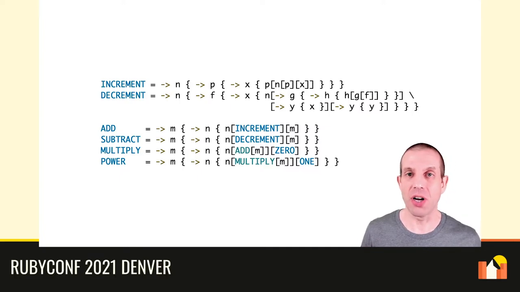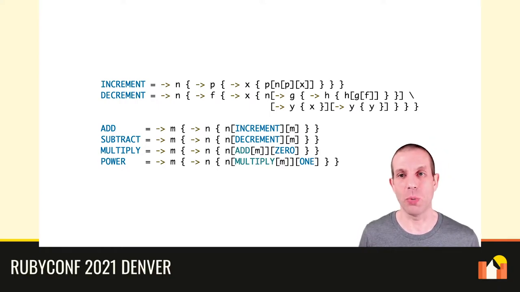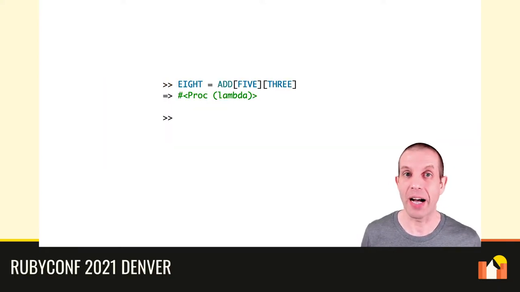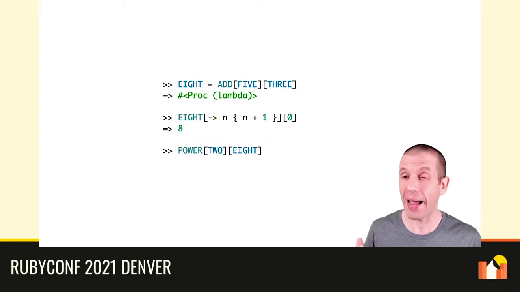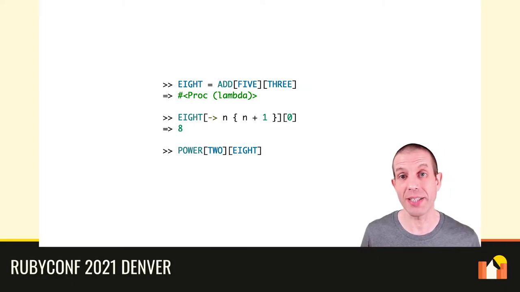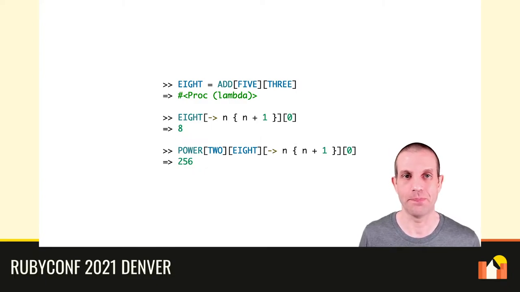The encodings of numbers are not only legitimate, they're also usable for computation because we can implement operations like increment, decrement, add, and subtract in the same way. These are a little complex, so I won't go into the details, but what's important is that they work. I can add an encoded 5 and 3 together to get an encoded 8, and then check its Ruby value to prove the computation happened correctly. Similarly, I can raise an encoded 2 to the power of an encoded 8, and when I decode it, I get the Ruby number 256 as expected.